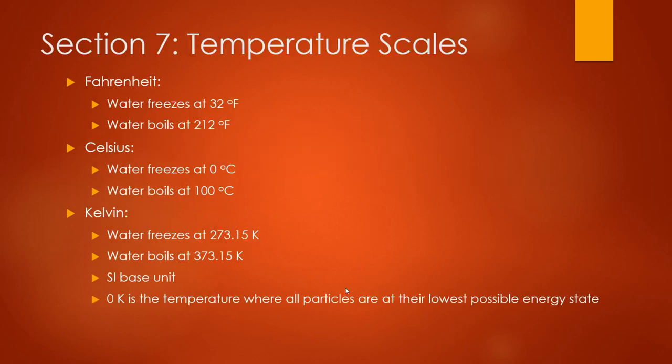So temperature scales, when we compare them: for Fahrenheit, we know that water freezes at 32 degrees Fahrenheit and water boils at 212 degrees Fahrenheit. Whereas in Celsius, water freezes at 0 degrees C and boils at 100 degrees C. For Kelvin, water freezes at 273.15 Kelvin and water boils at 373.15 Kelvin. Kelvin is the SI base unit.